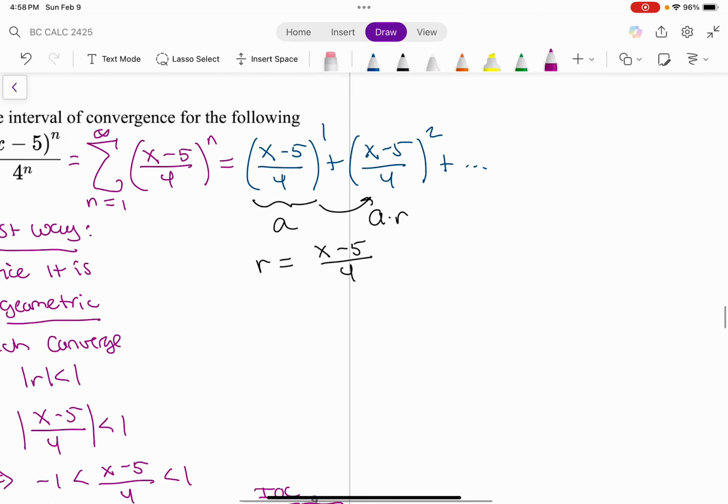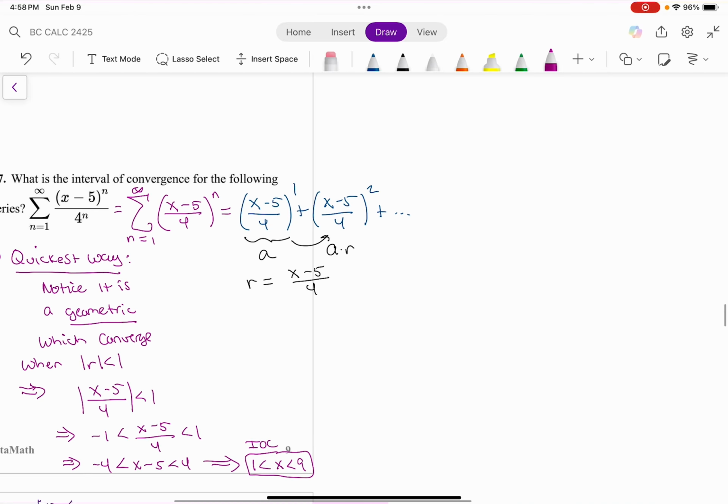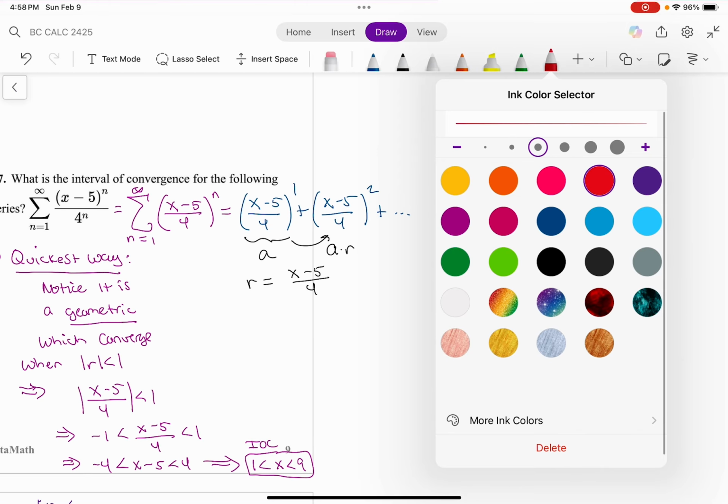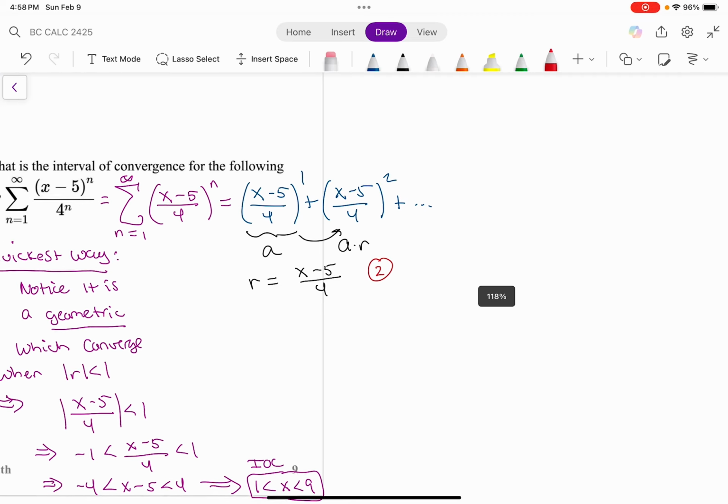And that was the quickest way to do it. I'll call this way 1. The thing is, if you've done a whole bunch of ratio test problems, you might not be in this mode, which is fine. I just want to show you that the ratio test works too. It's just a little longer.